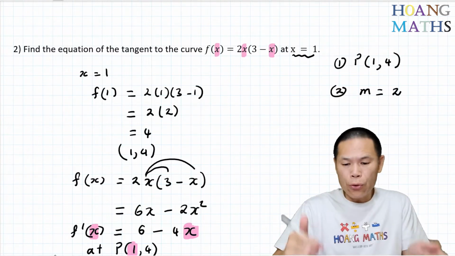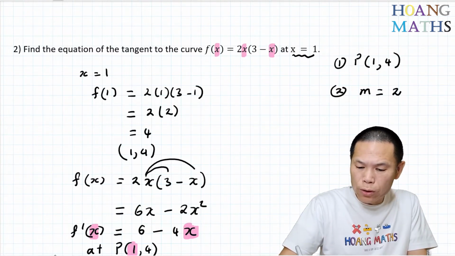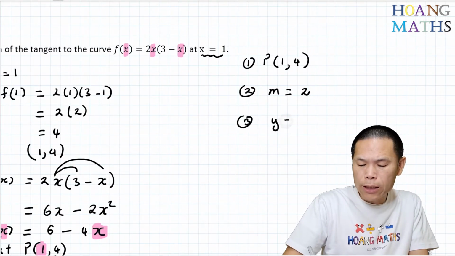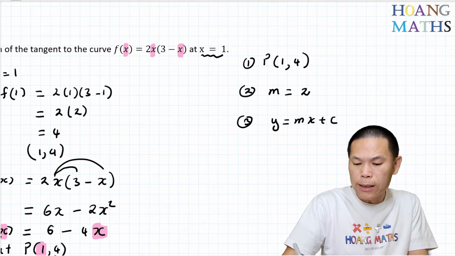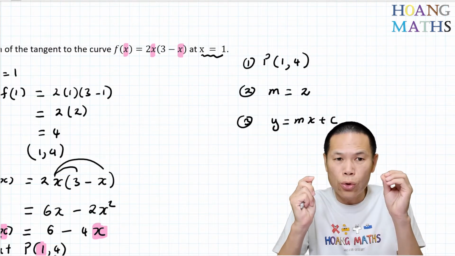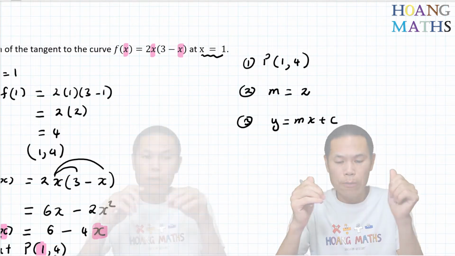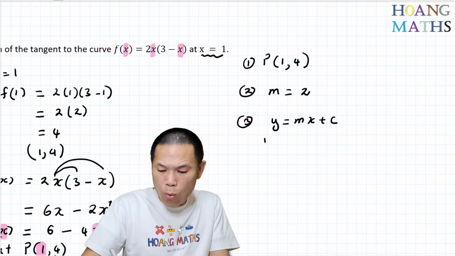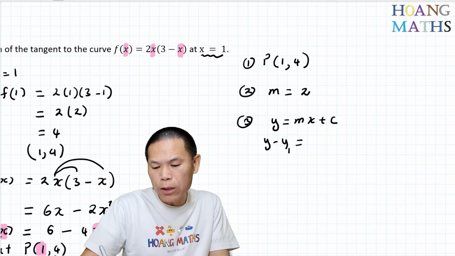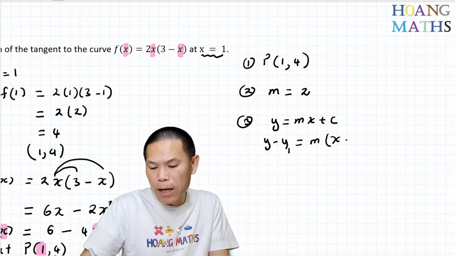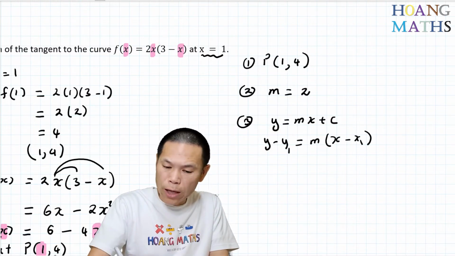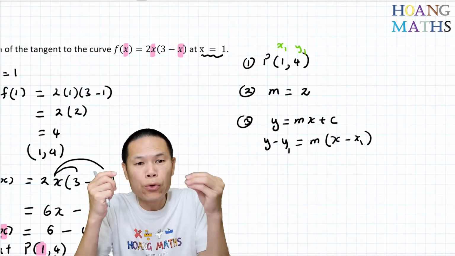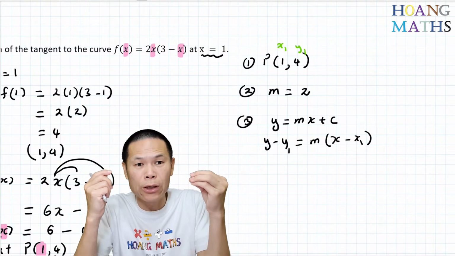Now for step number 3, let me just write step number 3. We can write y = mx + c. We can use this equation to sort out the value of c because we already found m. Or we can use this equation here, y - y1 = m(x - x1). And we know that this is x1 and this is y1. So let's use both rules to find out whether we have the same answer or not, okay?